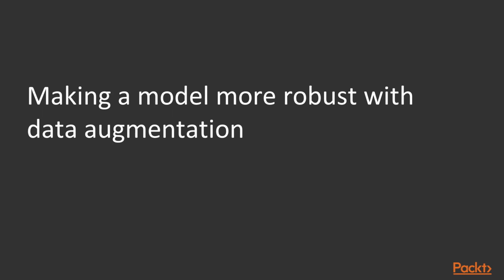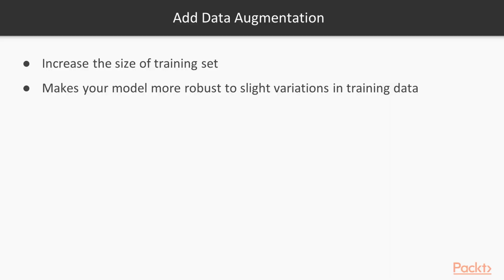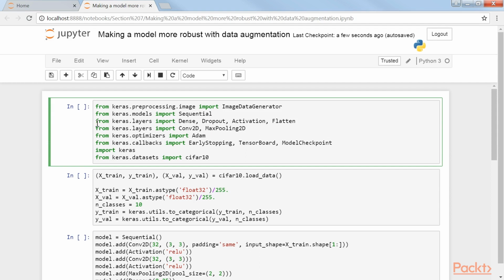Lastly, we make a model more robust with data augmentation. A popular method to boost the performance of a network for computer vision tasks is to add data augmentation. By using data augmentation during training time, you can increase the size of the training set. As a consequence, you make your model more robust to slight variations in the training data. In this video, we will be using Keras and its image data generator for data augmentation.